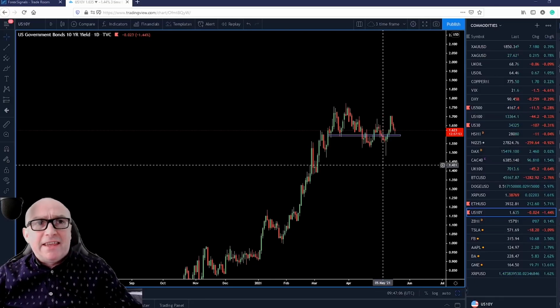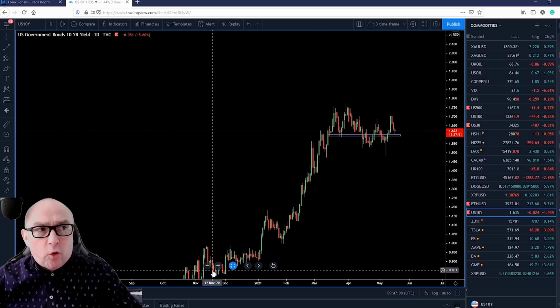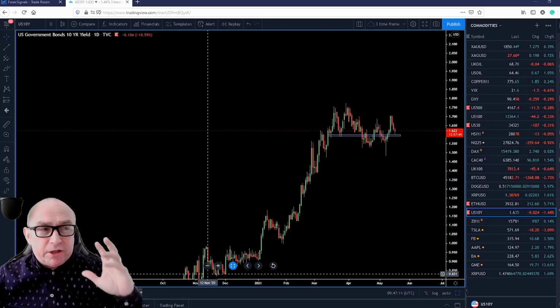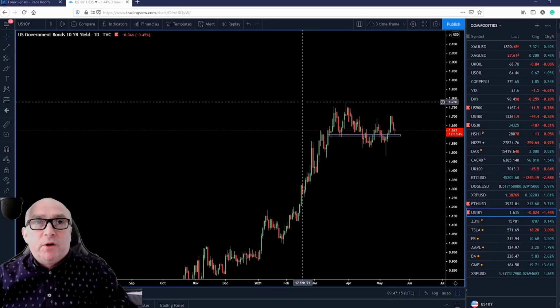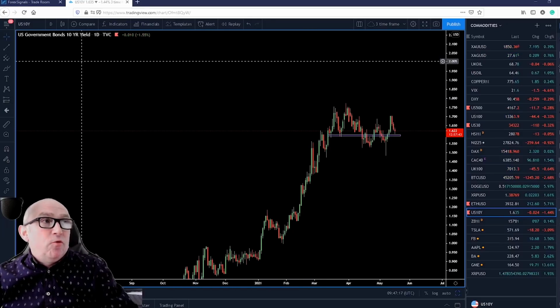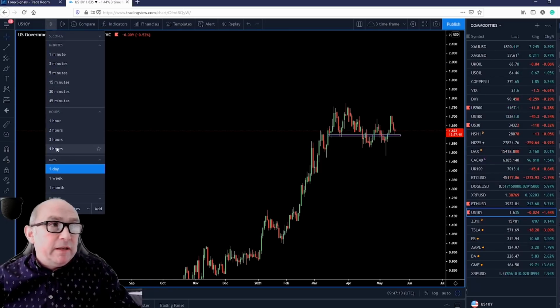This is the daily chart. You see the yields have been on a move to the upside pretty much since the US election last year, moving up from around 0.8 all the way up to 1.8, almost a percentage rise. This is just drilling down now to the 4-hour chart.